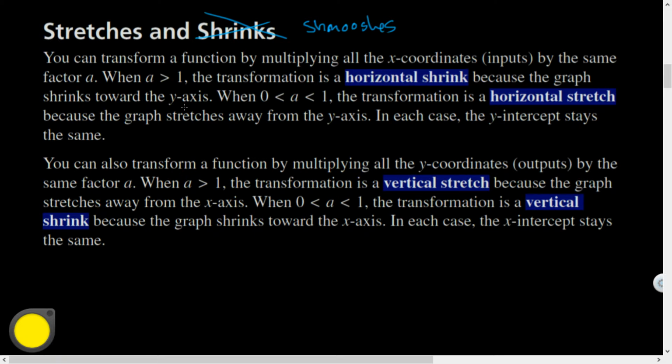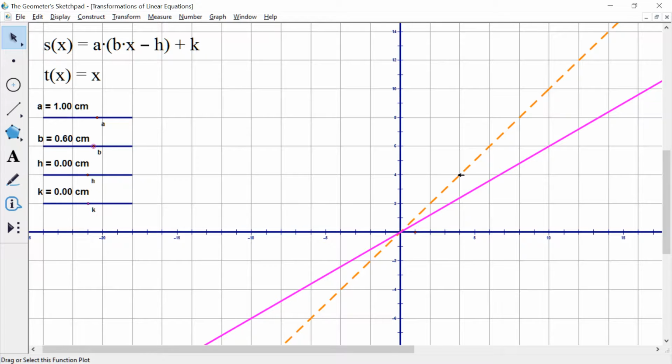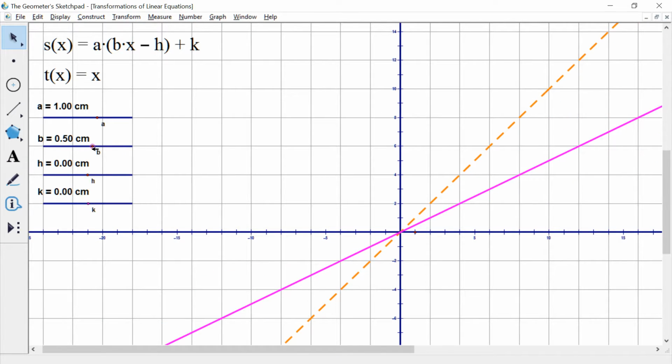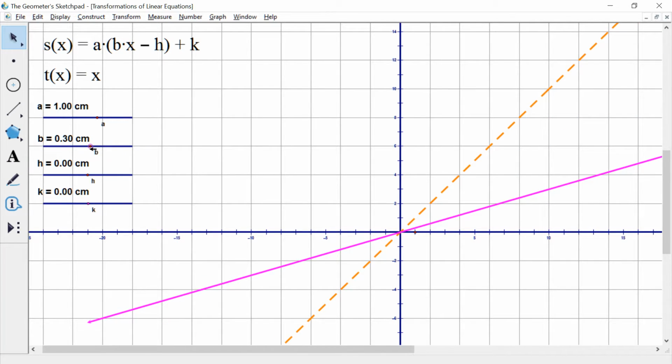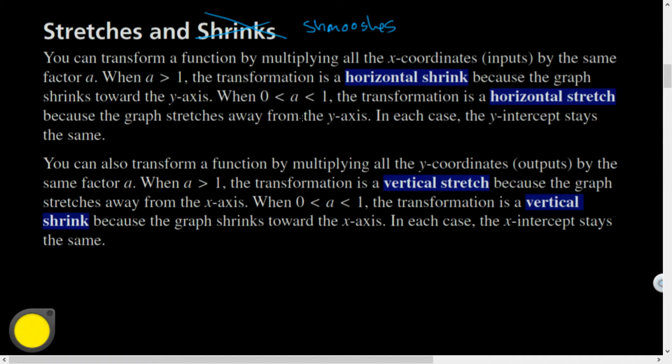Shrinks towards the y-axis. When a is between 0 and 1, the transformation is a horizontal stretch. And notice the stretching that we see whenever I have a value of b that's between 0 and 1. It's pulling it to the left and the right. Okay? In each case, the y-intercept stays the same.